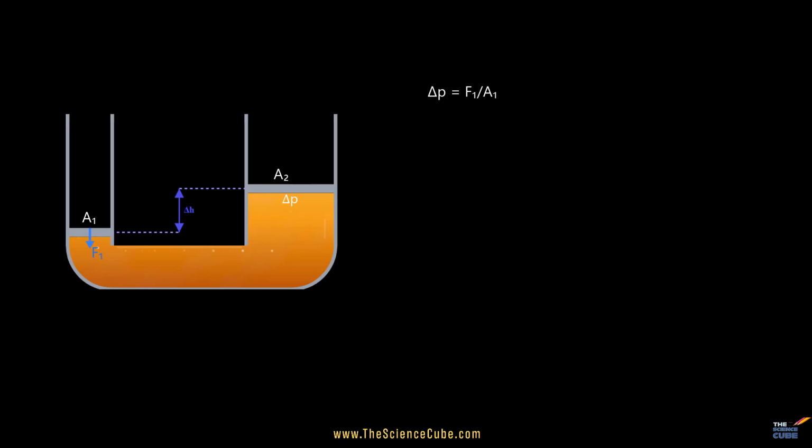Since delta P appears here as well, we can say that the upward force generated here due to delta P would be F2 is equal to delta P into A2. And if we put this delta P, we get F2 is equal to F1 upon A1 into A2. And let us rearrange this a little and write it this way, that is F2 is equal to A2 upon A1 into F1.